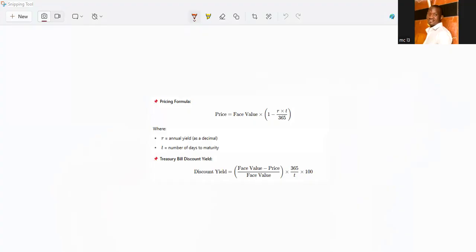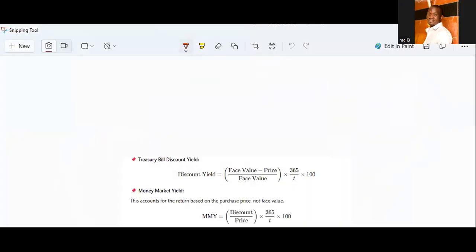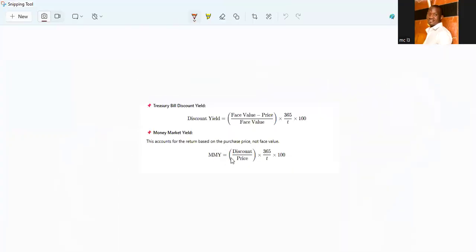Then the market yield is given by the following formula. Money market yield, MMY, is discount over price times 365 divided by time times 100. So this one is based on the purchase price. It has no face value.